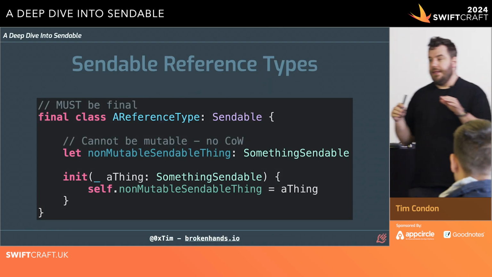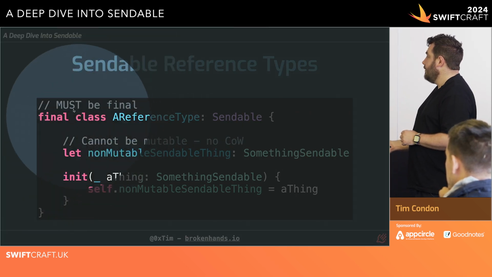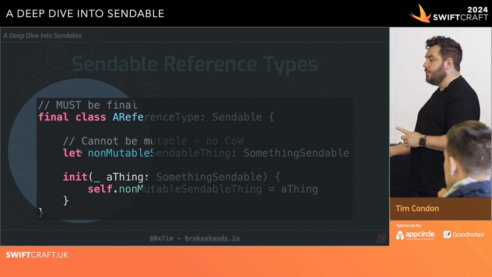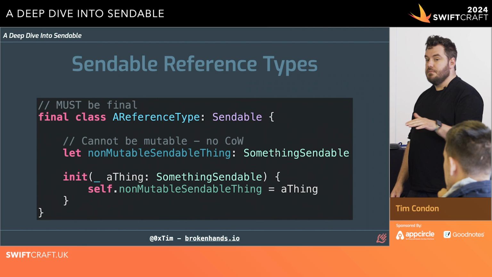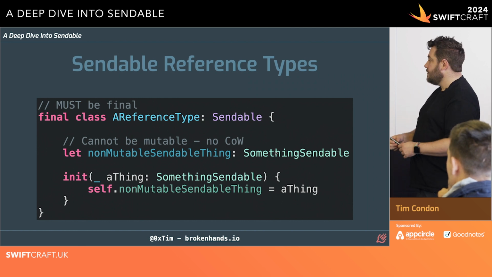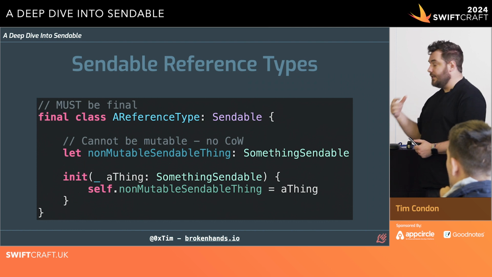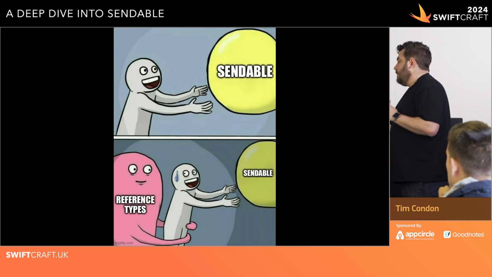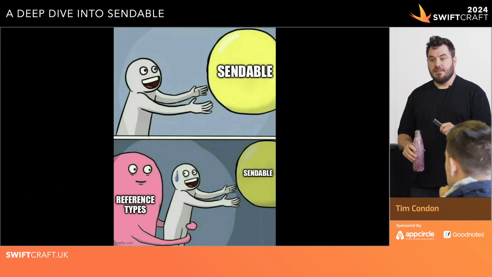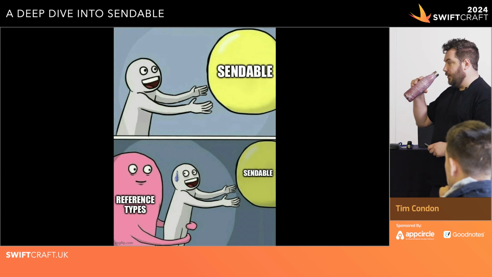So in the simple case, if you have a reference type that is final, has immutable properties, so they are all lets, and they are sendable themselves, then you can just mark your reference type as sendable. Because you can't mutate anything inside this type, and it can't be subclassed, the compiler knows that this is also sendable, easy to mark as sendable. However, most of us use reference types because we want reference semantics and we want to be able to mutate the properties on those reference types. And this is where things start to get a little bit complicated.